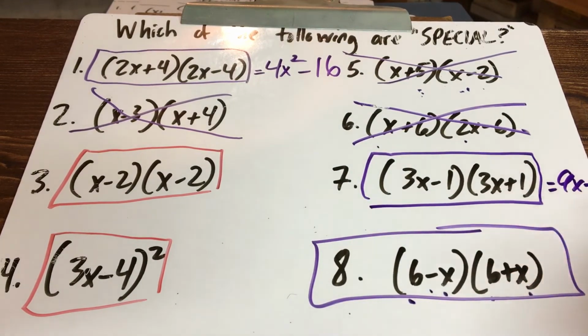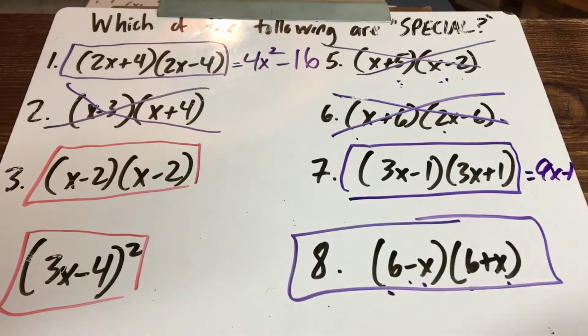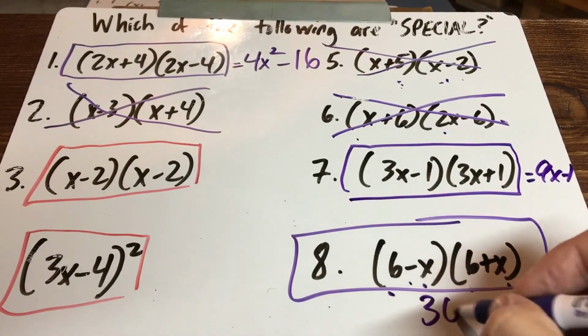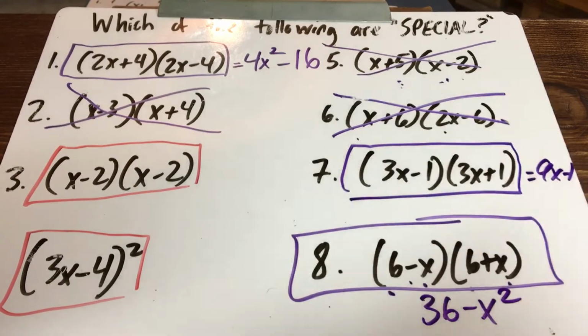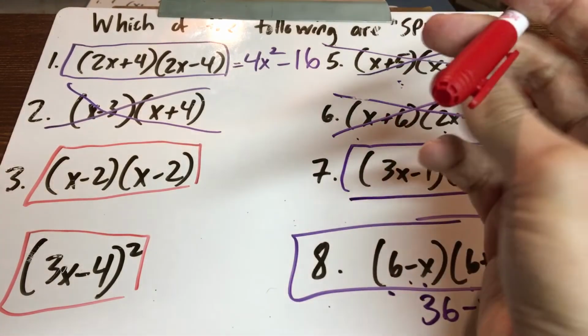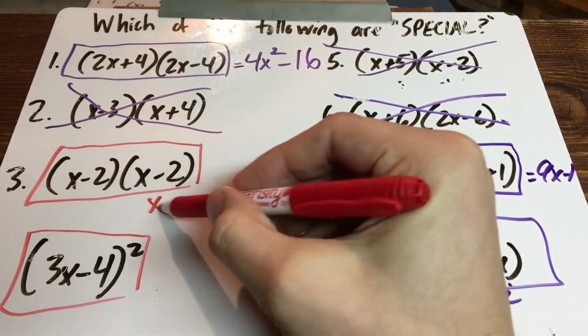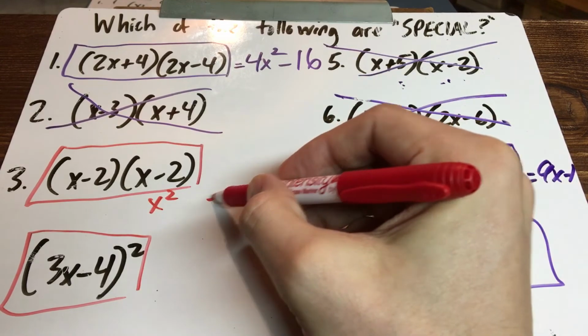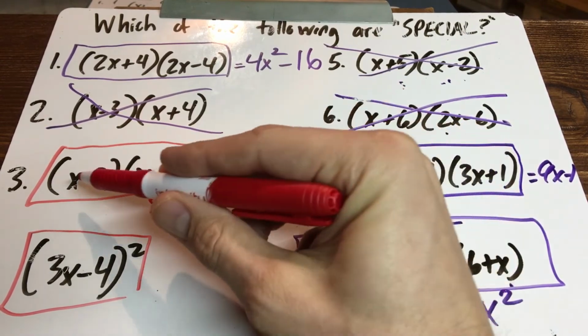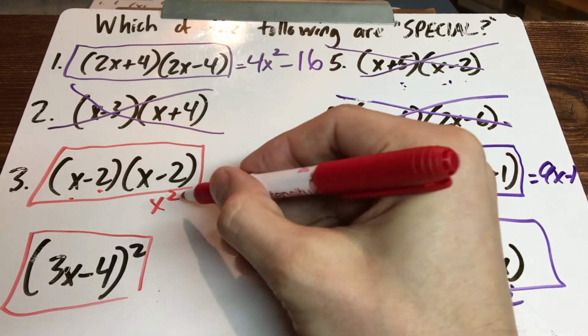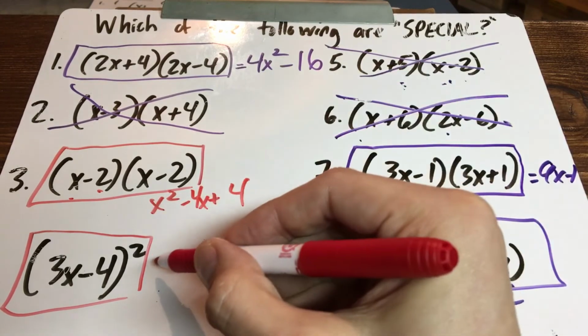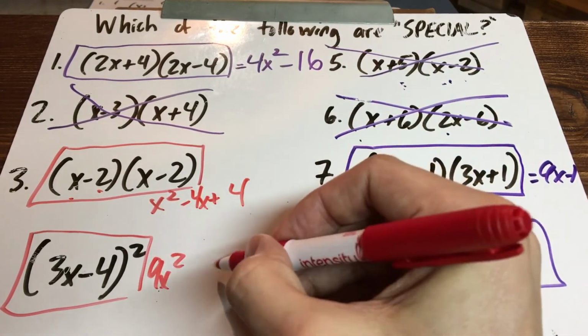That says 9x minus 1, if I can squeeze that on camera there. This would be 36 minus x squared. And my red ones here are the ones that are going to have three terms, right? Where you do the first term squared, the second term squared, and then you do this times this and double it. And then the first term squared, the last term squared.